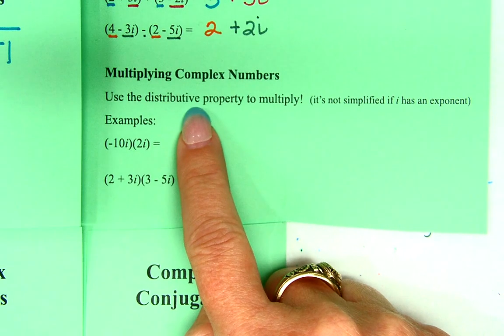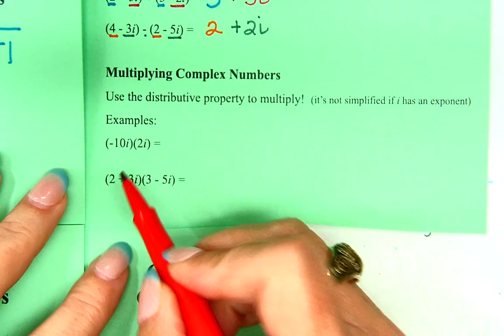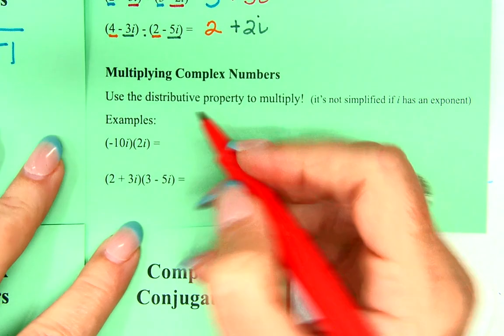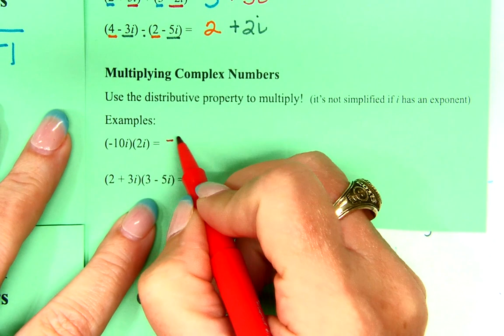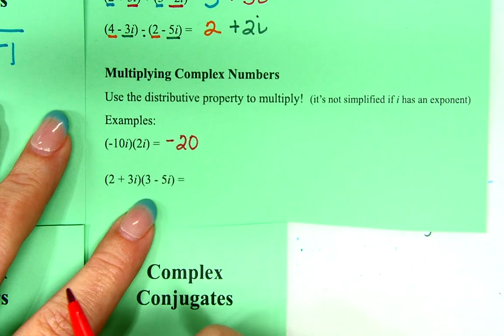Now, what about multiplying? We're going to just continue to use the distributive properties just like we have in the past. Okay? So what is negative 10i times 2i? So negative 20, right? Because negative 10 times 2 is negative 20. And then I have i times i squared.